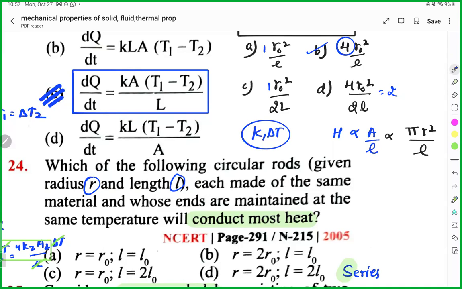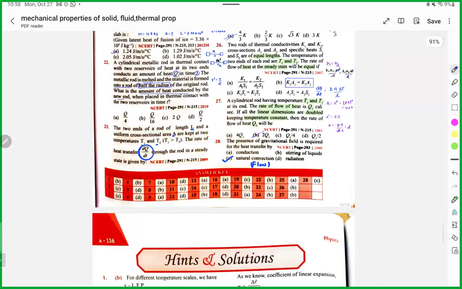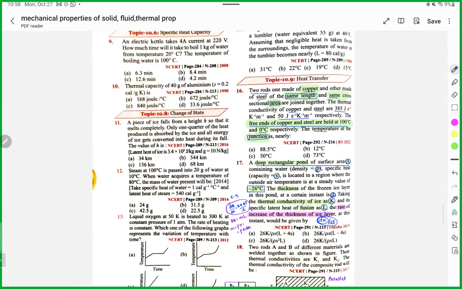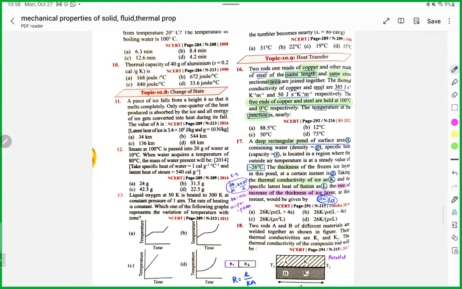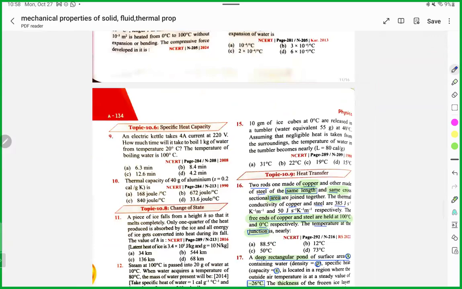Okay, so it depends directly on area, so R square, and inversely on L. All four options are given, you have to put the values and see. For the first, R by 1, 1 by 1. The second, R square, 4 by 1. In the third, R is 1, length is 2, and here 4 by 2. And in the exam, out of 28, 13 questions are there only from this topic, heat transfer. You can imagine the significance of this topic.